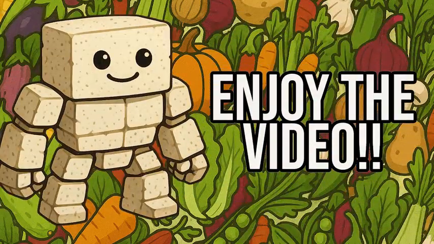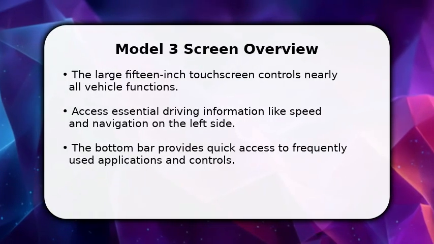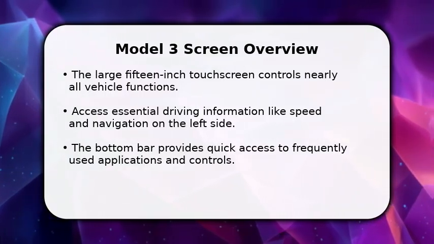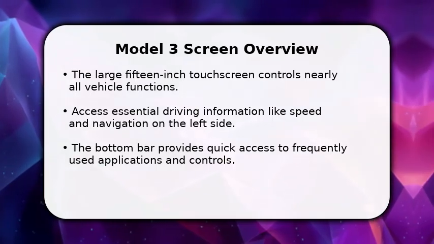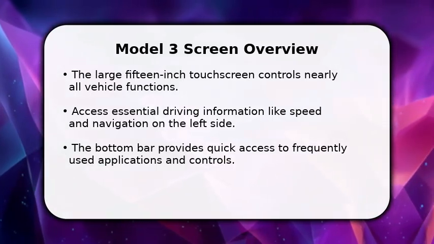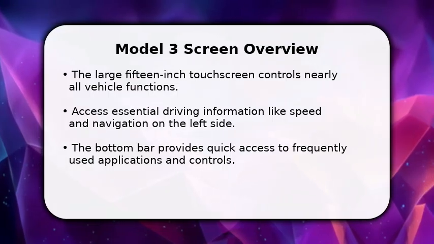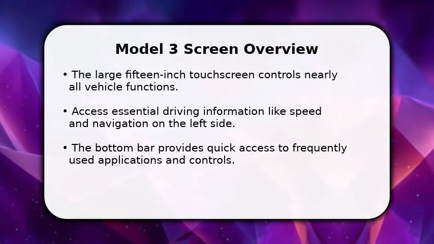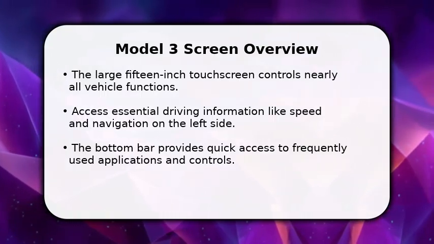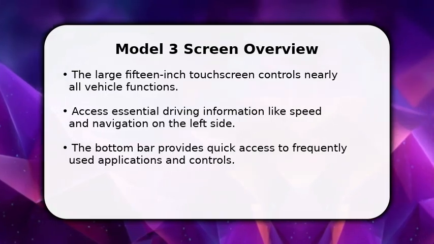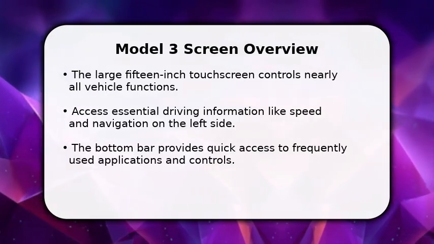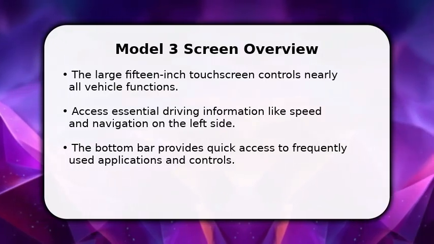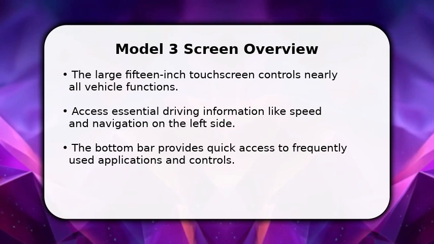Please enjoy the video. In this video, I will explain how to use the Tesla Model 3 screen. This impressive 15-inch touchscreen is your central command center, managing almost every aspect of your vehicle. On the left, you'll find crucial driving information like your current speed and navigation directions. The customizable bottom bar offers quick access to your most used apps and controls, making your daily drive seamless and intuitive. Let's dive in and explore its capabilities.